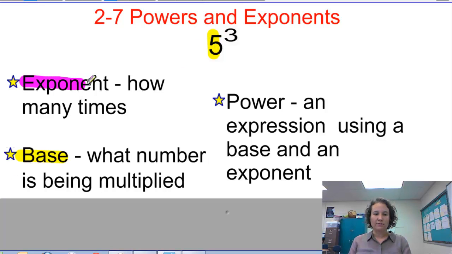The exponent tells you how many times that number is being multiplied by itself. And the exponent is the little number right up here. And then the power is the whole expression. The whole expression together, all of this, is called a power.